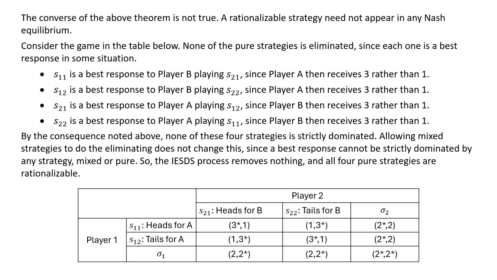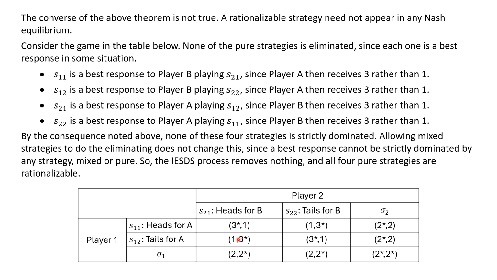On this slide and the next, I have a counterexample to the theorem from the previous slide. So consider the game in the table below. This is one we've seen already. So s_11 is the best response to player B playing s_21. But since player 1 receives 3 rather than 1 here, s_12 is the best response to player B playing s_22. So in other words, neither one of these strategies dominates the other for player 1.